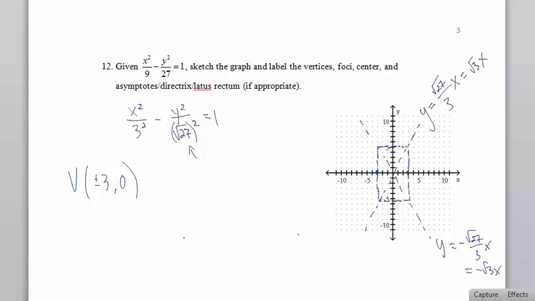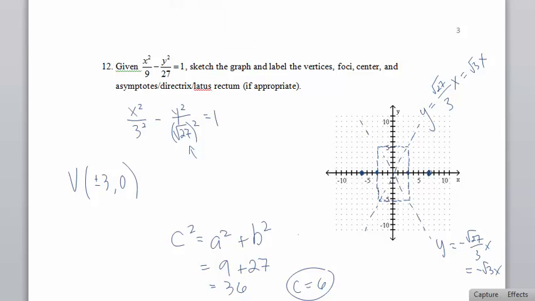We still got to find the foci, which is c squared equals a squared plus b squared, which is 9 plus 27. So c squared is 36, making c equal to 6. So they're out here, right here. There's one of them, and there's the other one. And then finally, the graph, which will hug these asymptotes, right? Something like that. All right, and there's your graph with all your labeled important parts.